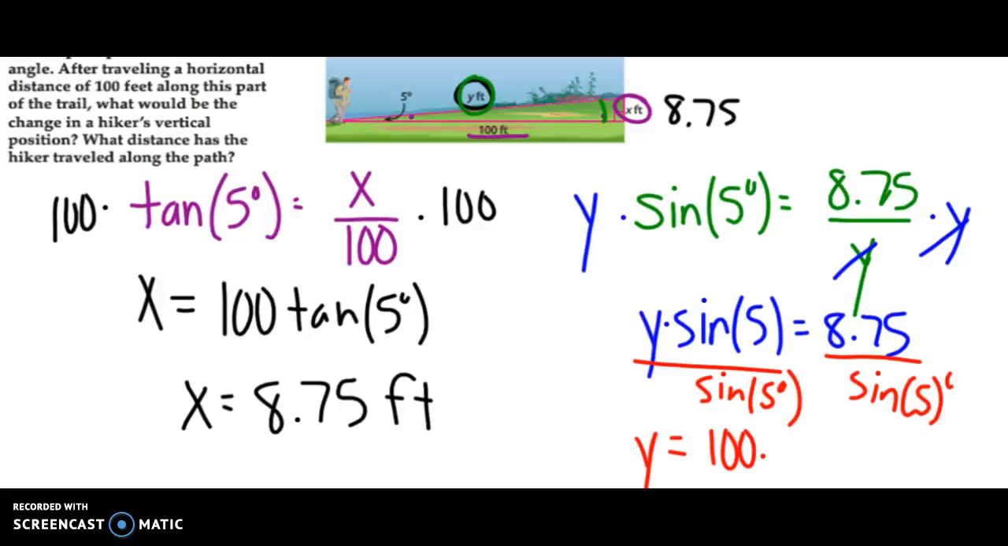which is going to be 100.39 feet. So again, a 5-degree slope is very small, so it makes sense that 100.39 would be the longest side because it's the hypotenuse, but also would be not much bigger than 100 at the bottom.